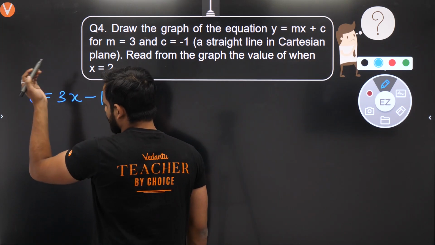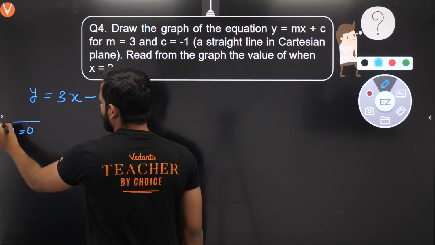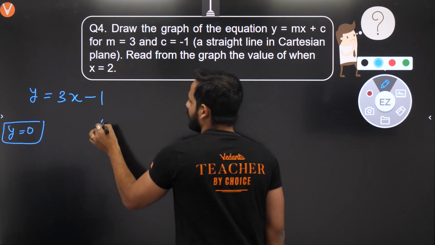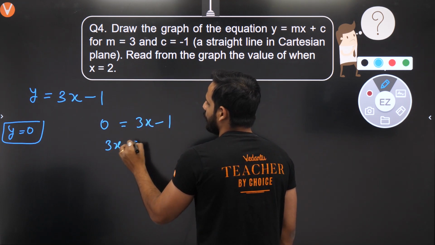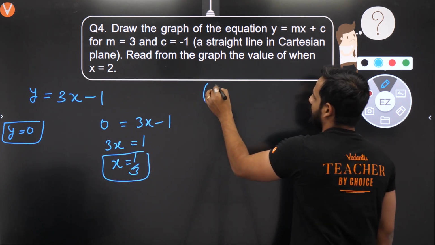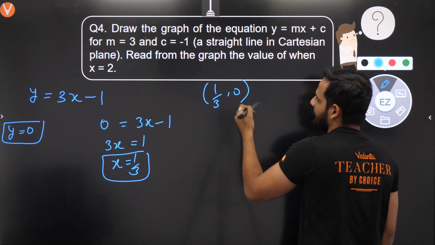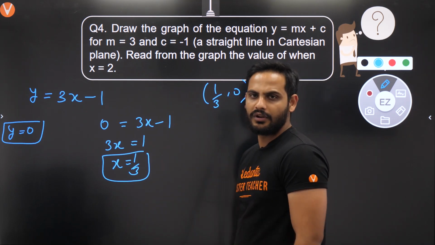So let's say, bachon, first I will plot it for y is equal to 0. So beta, if y is equal to 0, what will you get? Sir, 0 is equal to 3x minus 1. So you'll get 3x is equal to 1, x is equal to 1 by 3. So 1 by 3, comma 0 is your first point. Then you can put x is equal to 1 also, or x is equal to 2 also, anything.